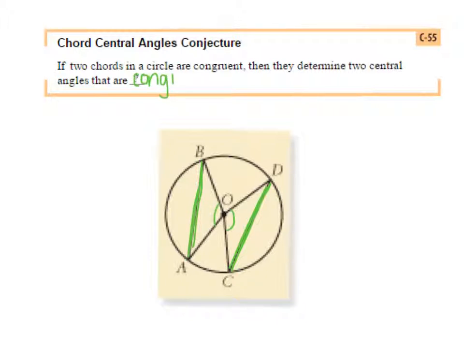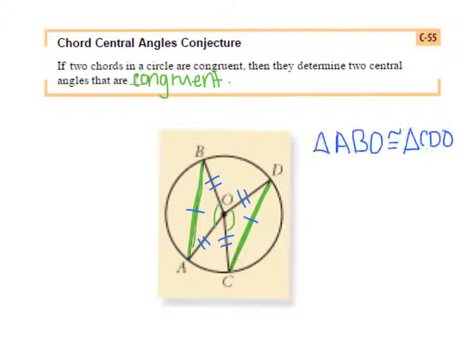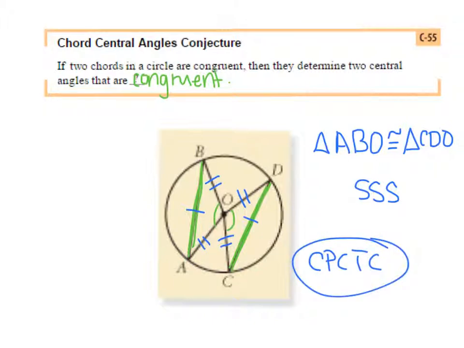Pause the video, write this down, including drawing the picture, hit play when you're done. Ready, pause. Okay, let's quickly talk about the proof behind this. If these two are congruent, we know that these two sides are congruent because they're radii, and these two sides are also congruent from their radii. My two triangles, ABO and CDO, are congruent because of side, side, side. Therefore, the angles are all congruent using CPCTC. Remember that? We're bringing it back.